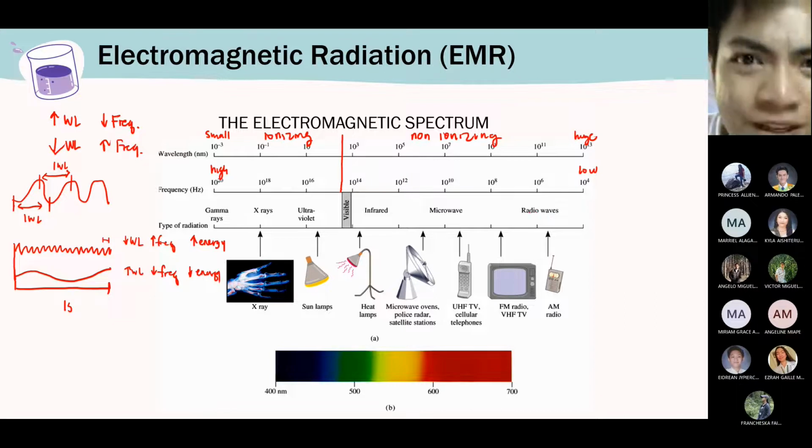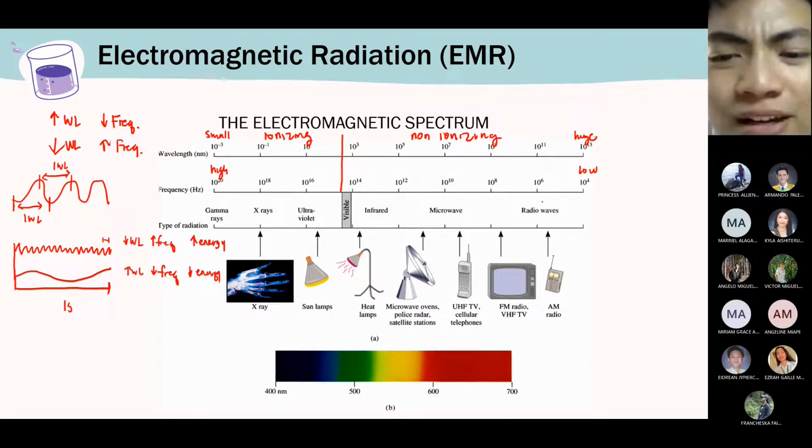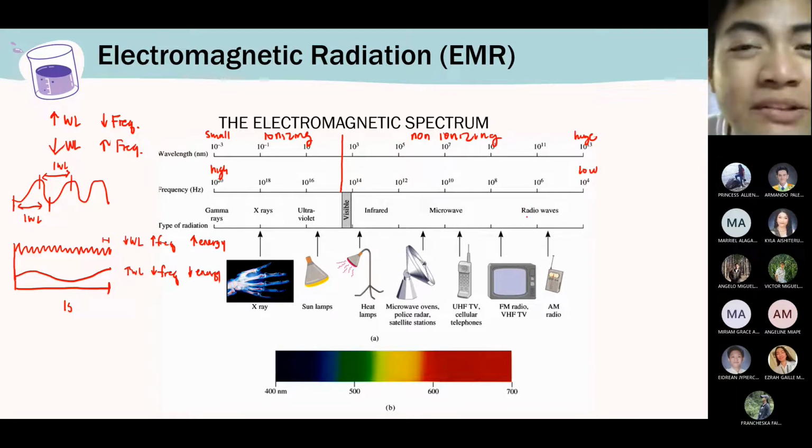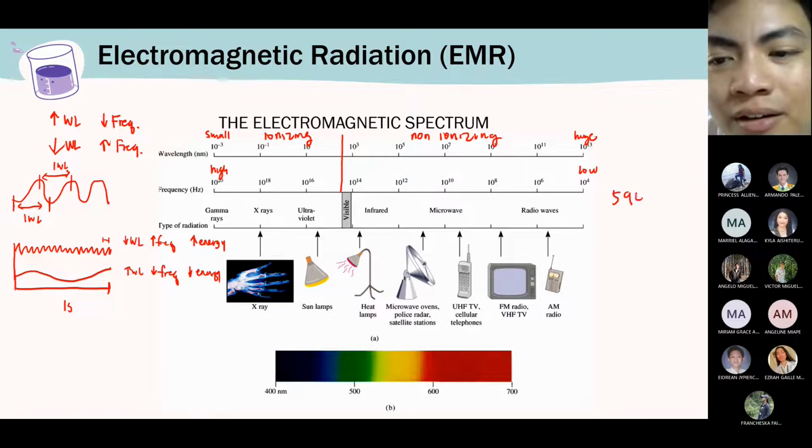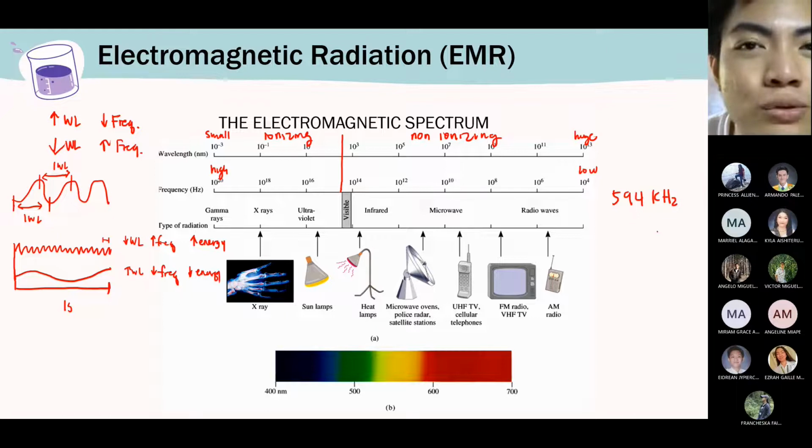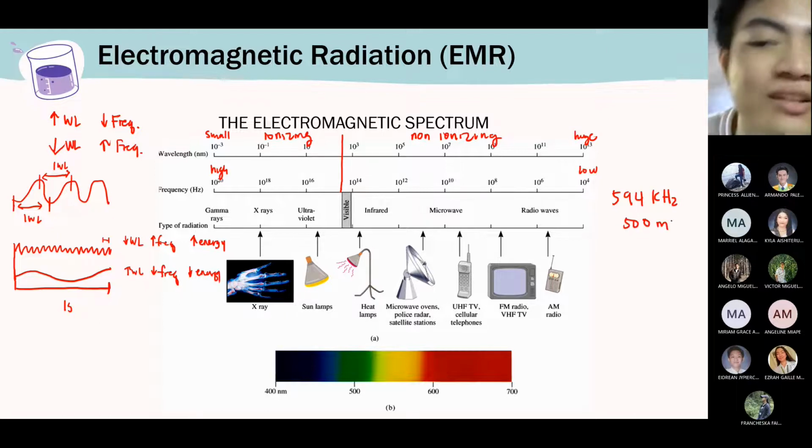Such as in our TVs, cell phones, radio. So radio waves are what we use there. And do you know how large their wavelengths are? The distance is in kilometers. If you compute for DZBB, their 594 kilohertz, when you convert it into the wavelength, it's actually 500 meters.